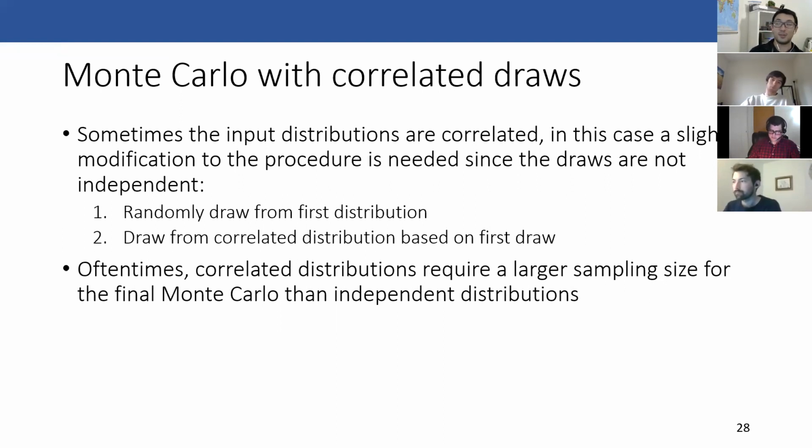So for example, if you have 2 input distributions and the second one depends on the first distribution, what you would do is randomly draw from the first distribution and then figure out what the correlated draw is based off of that. The correlated second draw is based on the first draw.